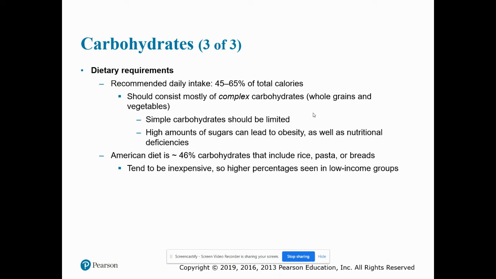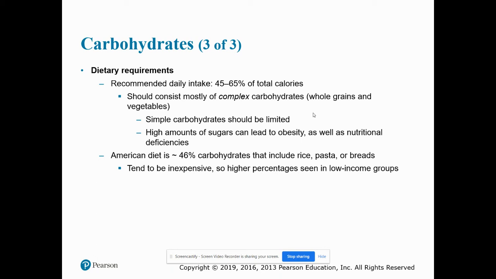We have some dietary requirements. The daily intake should be somewhere between 45 to 65% of total calories. They should consist mostly of complex carbohydrates, whole grains, and vegetables. Simple carbohydrates like drinking soda and stuff like that should be limited. High amounts of sugars can lead to obesity as well as nutritional deficiency. And the American diet is about 46% carbohydrate, and that's going to include rice, pasta, bread, and they tend to be inexpensive, so higher percentages are seen in low income groups.